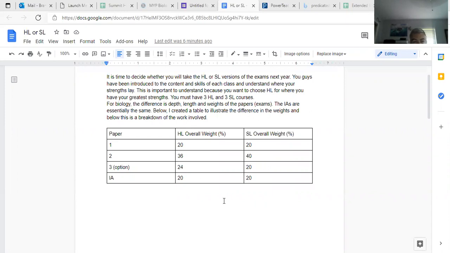few weeks. Before we do, we really need to decide on whether you're going to be doing HL or SL. So I'm going to break this down this morning to make this maybe a slightly easier process for you to make a decision and explain some of the differences between HL and SL in your courses, specifically for biology, of course, but you may think about this for other classes as well.